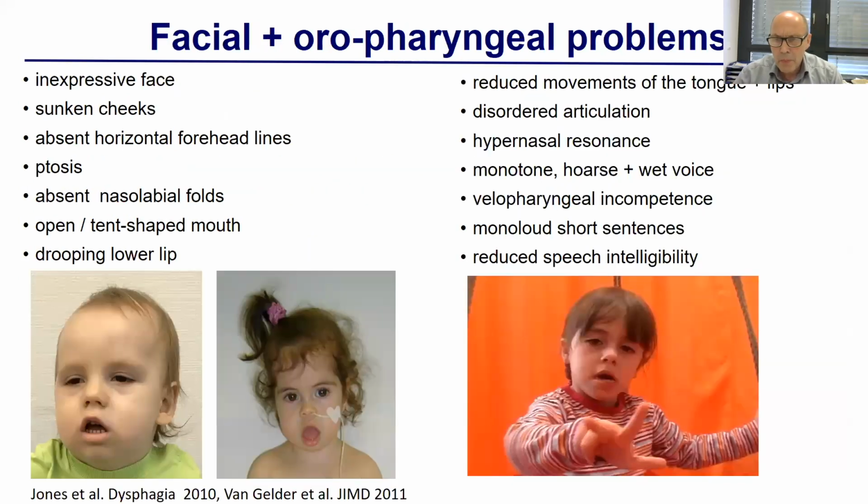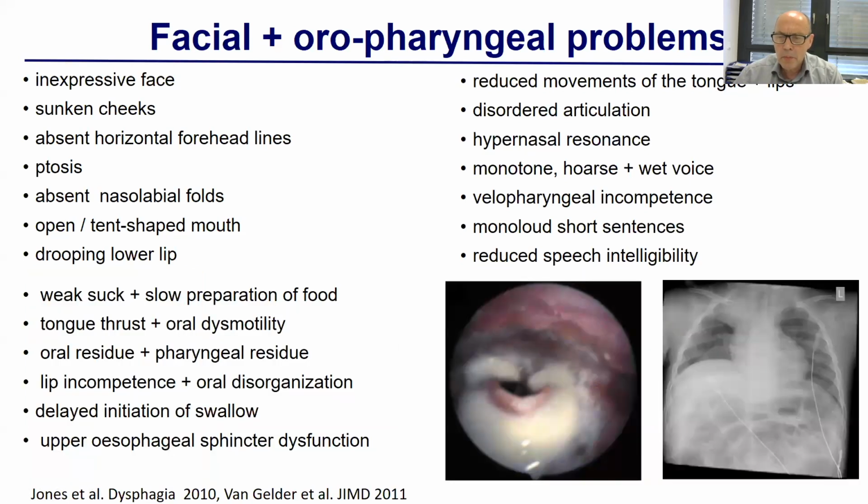A further big problem we have to face is the facial and oropharyngeal muscle weakness and the problems related to this. On the left side, you see two children with facial muscle weakness of a different degree. This results in a somewhat inexpressive face and not rarely a drooping of the lower lip. Another consequence of facial muscle weakness is speech problems.